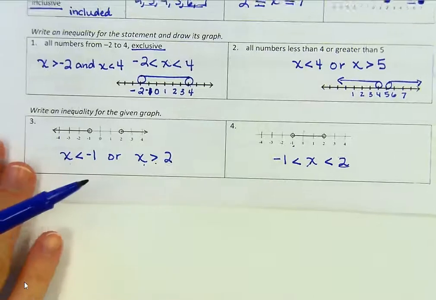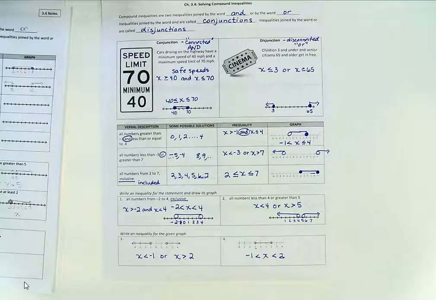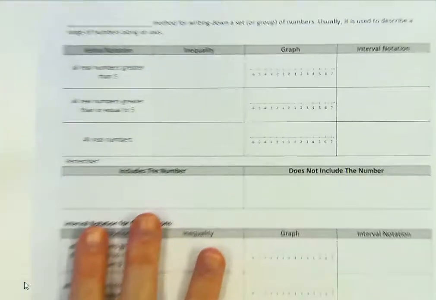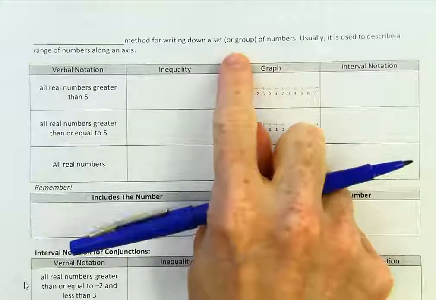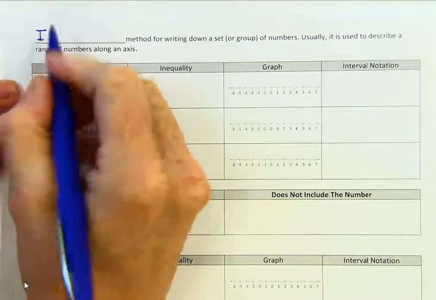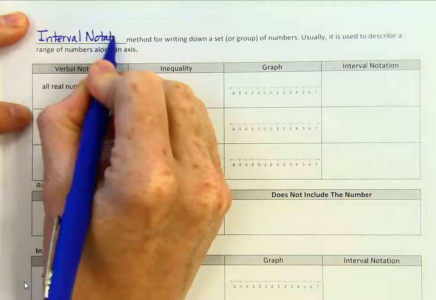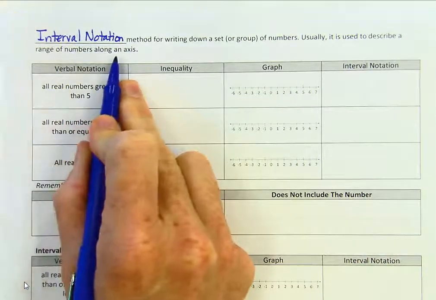Now, as we study compound inequalities and you realize it's two inequalities put together, there is actually a different notation. It's almost a shortcut to write compound inequalities. So now if you'll flip your paper over, we are going to look at a brand new notation, and it is called interval notation. So interval notation is just a method for writing down a set or a group of numbers. So this top blank, you need to write down interval notation. Now, it is used to describe a range of numbers along an axis.